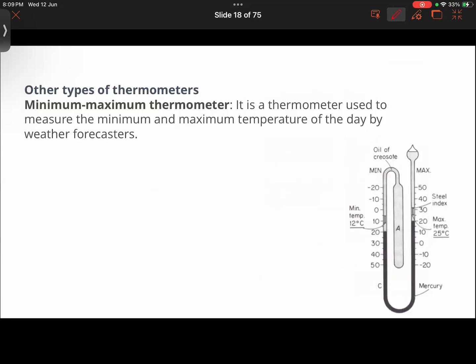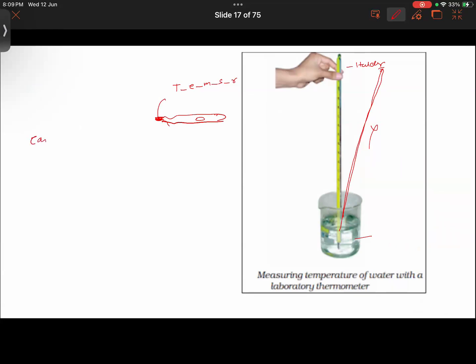There's a question regarding this. Can we use a laboratory thermometer to measure human body temperature? Yes, Fatima and Suleiman, can we use a laboratory thermometer to measure human body temperature? Sir, no. No. Okay, that is correct. But why? Why is that so? Sir, the reading will be wrong. The reading will be wrong.